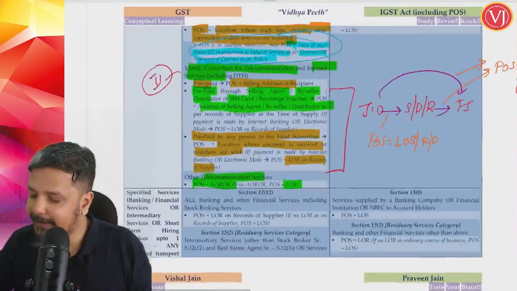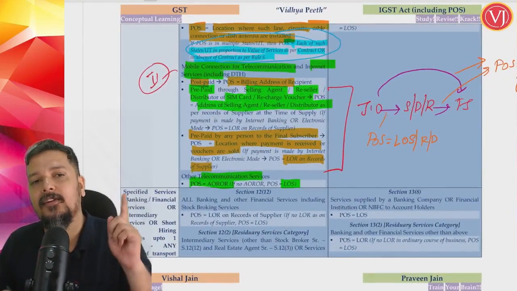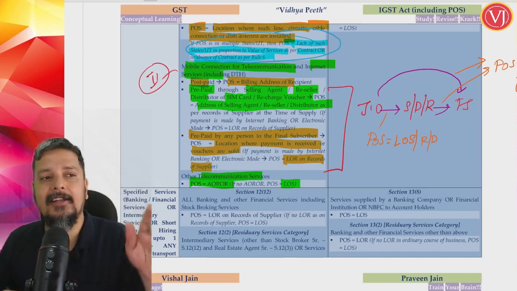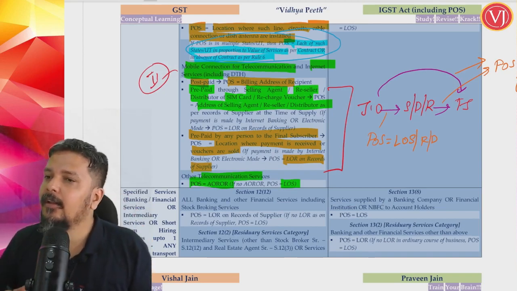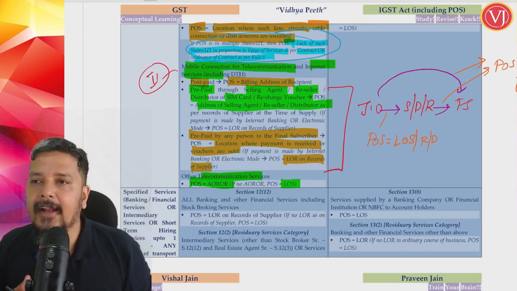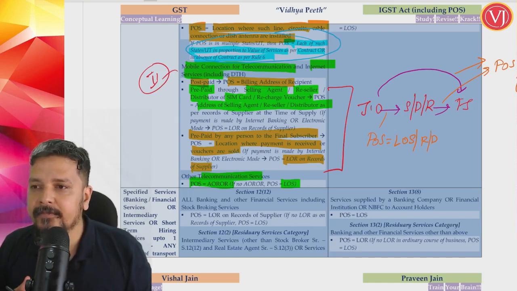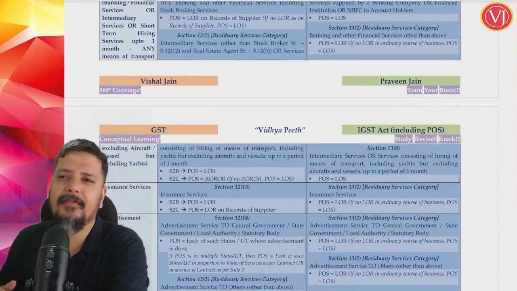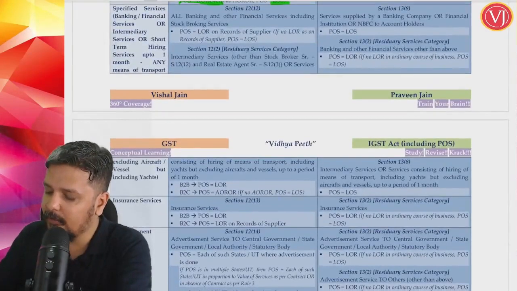This detailed discussion on wire, wireless and support services is there only in section 12. In section 13, if a telecommunication service comes, go to the residuary category. What is the answer in the residuary category? Location of recipient. If not available in the ordinary course of business, location of supplier. The last few services which we are discussing are related to specified services.